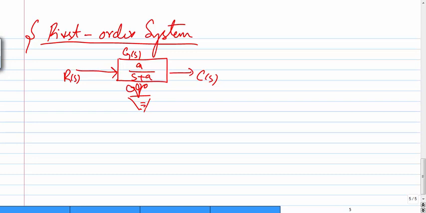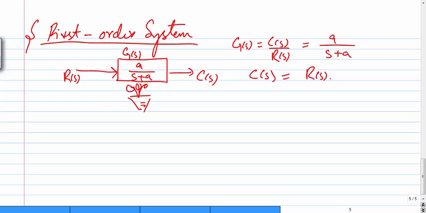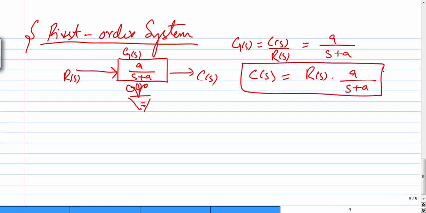Now for the response, we can write G of s equal to C of s divided by R of s, which is equal to A divided by s plus A. Now to find C of s, we have to multiply R of s times A divided by s plus A. The standard input that we use to check the response is known as step input.